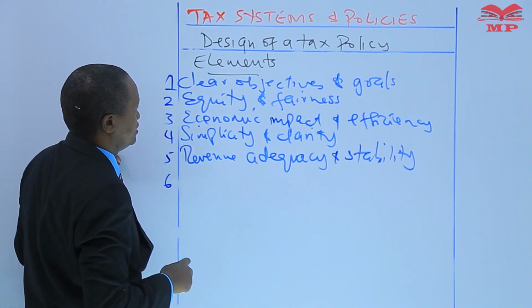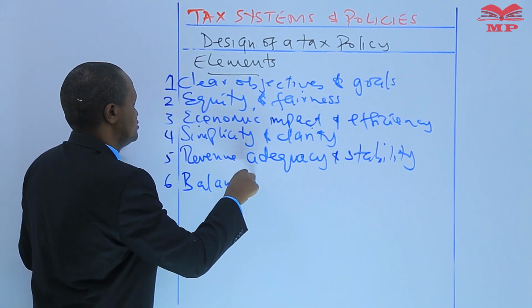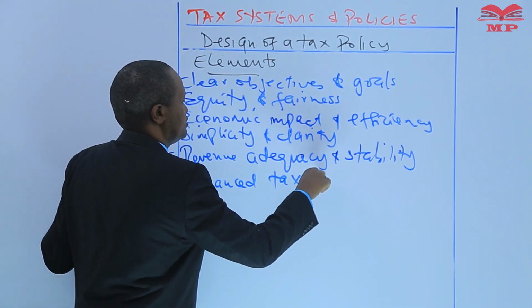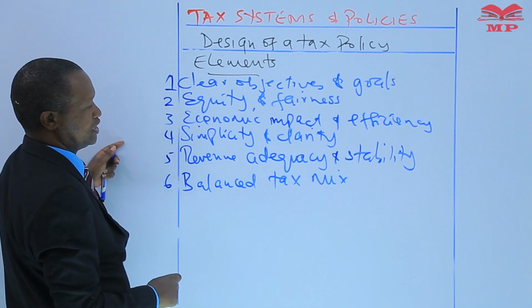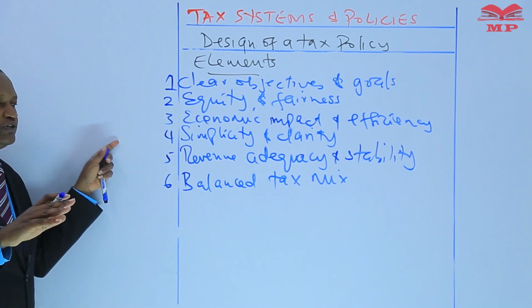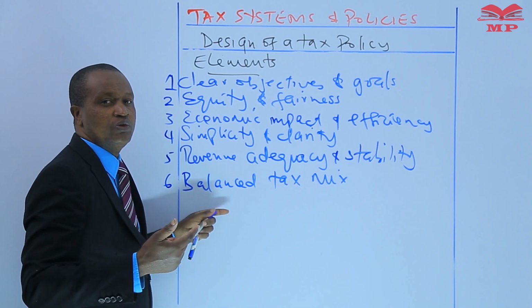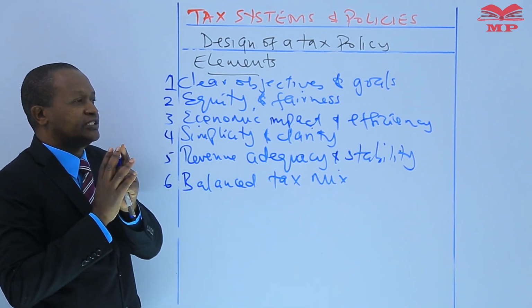Number 6, consider a balanced tax mix. That means that there ought to be diversity of tax base to reduce reliance on any single tax source.